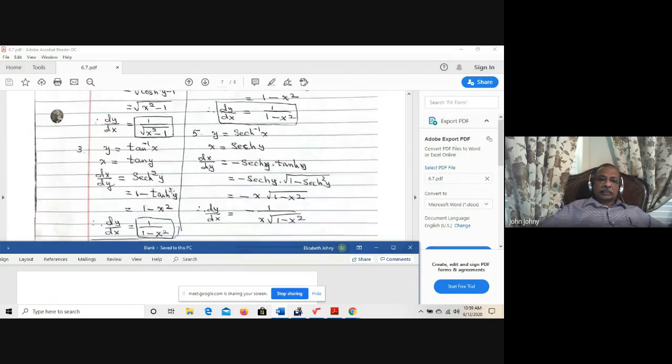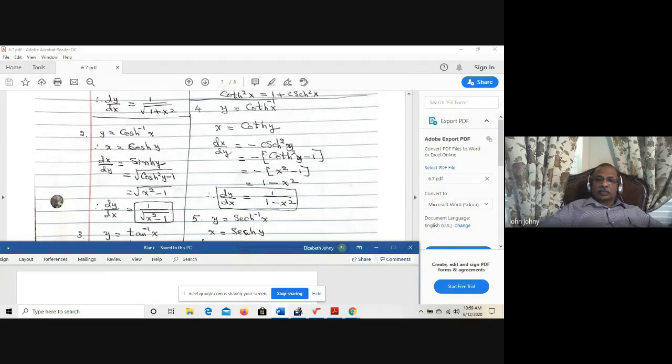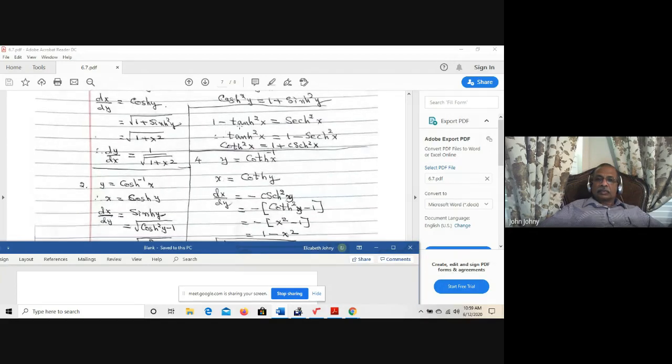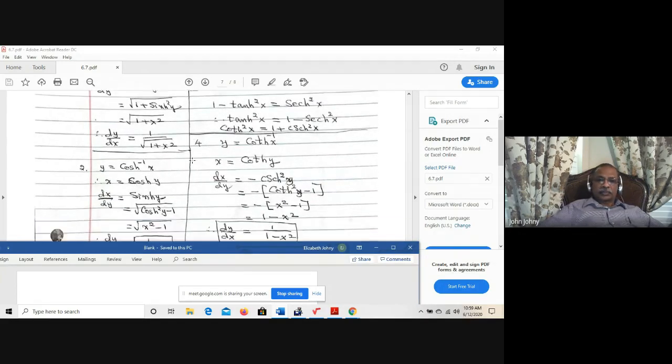Tanh, it's not tan, it is tanh squared. So the h is missing there. I'm sorry about that. y is equal to tanh inverse x, so x is equal to tanh y. dx over dy is sech squared y. Sech squared y is 1 minus tanh squared y. See, look at this: 1 minus tanh squared is sech squared.